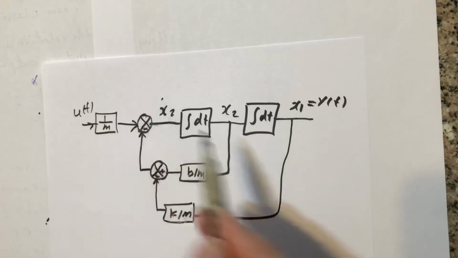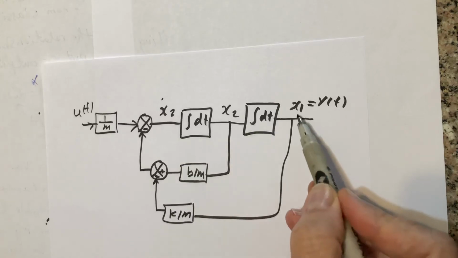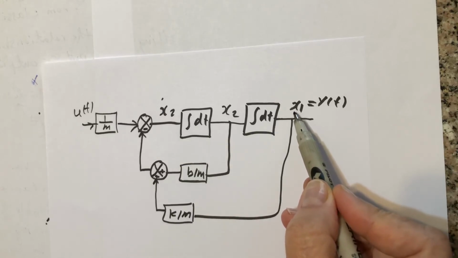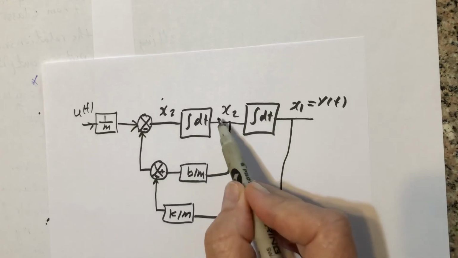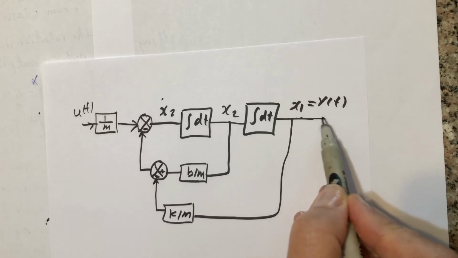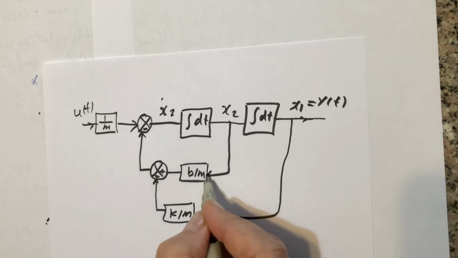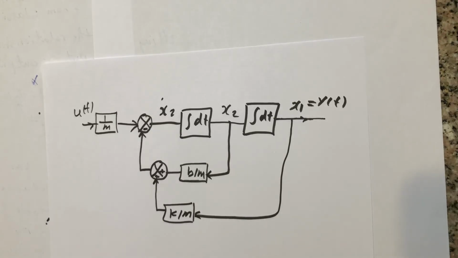Now I have x2 dot. If I integrate, I get x2. If I integrate again, I get x1, because I have the equation x1 dot equals x2. Now if I integrate, I get x1, which is the output of the input. And now I feed it back here and here like that. So this is the block diagram of the system.